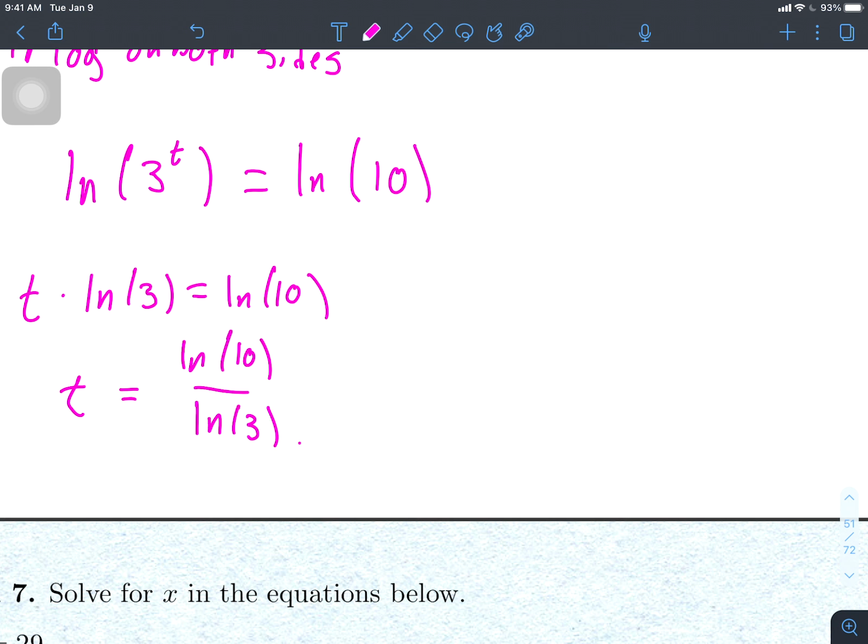And these are numbers. You can plug them in on your calculator. ln of 10 is the power such that if I do e to that power, I get 10. ln of 3 is the power such that if I do e to that power, I get 3. They're just numbers. Any questions about this example?